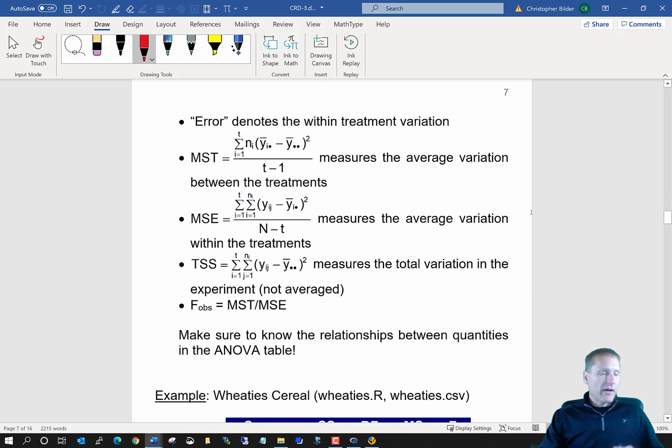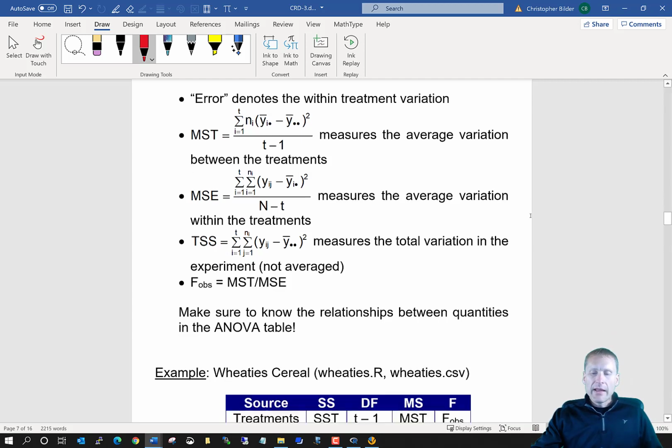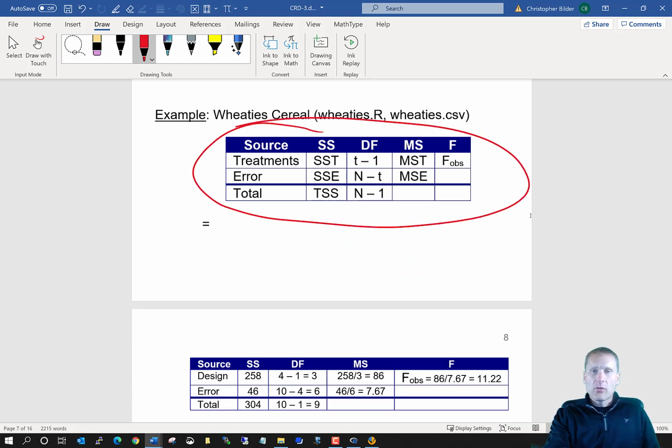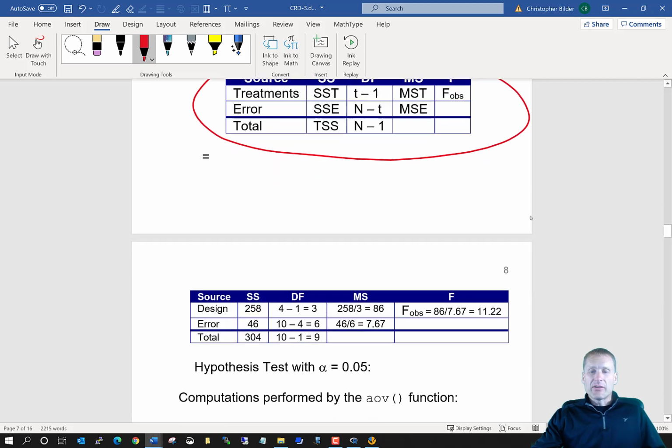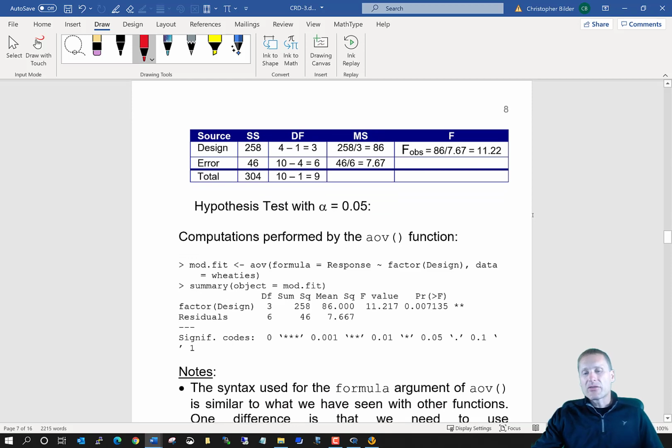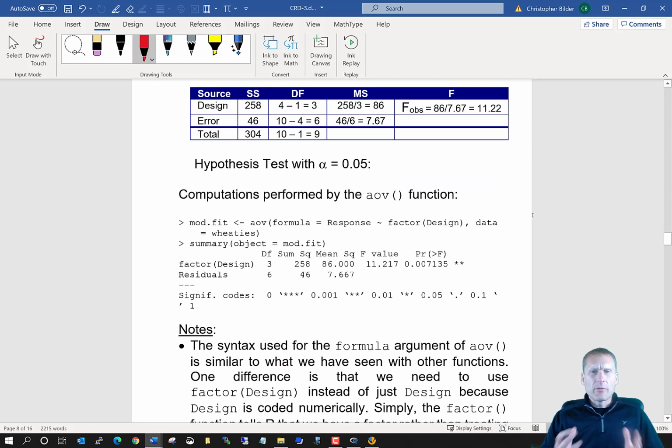So on page 7 of the notes, I give you a reminder of what these quantities represent that we've seen previously. Let's go ahead and go into our example with the Wheaties cereal example. We've calculated all these quantities before, so you can look back earlier in our course notes and fill in what those table cells would be. That's what I actually did here. I don't think it would be worthwhile for me to bring up those previous notes to do that. Please look back on your own.